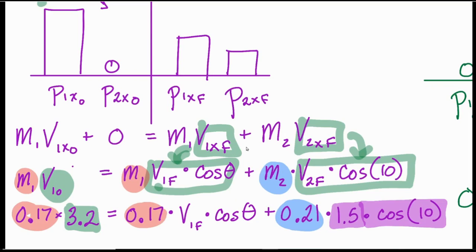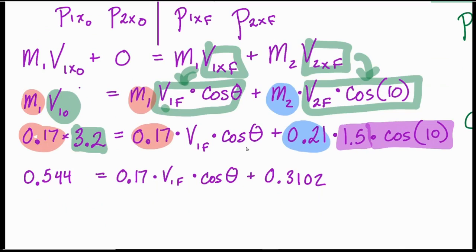All right, so then I just need to take this and type some stuff into the calculator. And then I can simplify this by moving the 0.3102 to the other side.